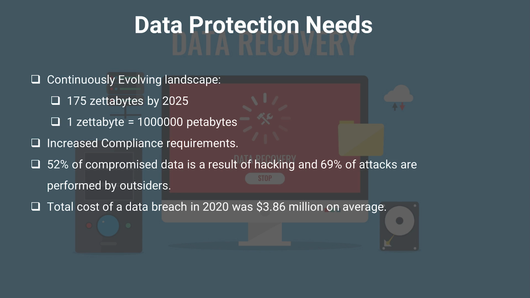Additionally, we have some important statistics around the percentages of compromised data. 52% of compromised data is a result of hacking activities, and 69% of attacks are performed by outsiders. Usually we consider a lot of insider risk and insider attackers, but as you can see, that's a small percentage. More than half of attacks are still performed by outside attackers. So we definitely need to have a plan in place.